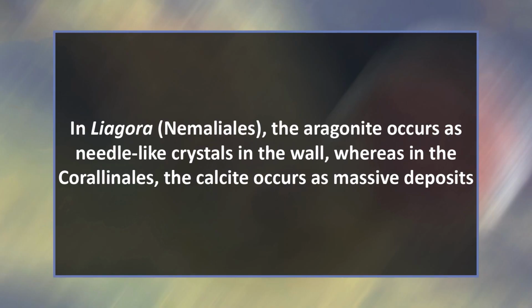The Corallinales deposit calcium carbonate primarily as calcite, whereas the calcified members of the Nemaliales deposit calcium carbonate primarily as aragonite. In the Nemaliales, the aragonite occurs as needle-like crystals in the wall, whereas in the Corallinales, the calcite occurs as massive deposits. Calcified walls of living cells probably have a mucilaginous component that slows the loss of calcium carbonate into the medium. If a calcified thallus is killed, the dispersal of the calcified wall is greatly accelerated.